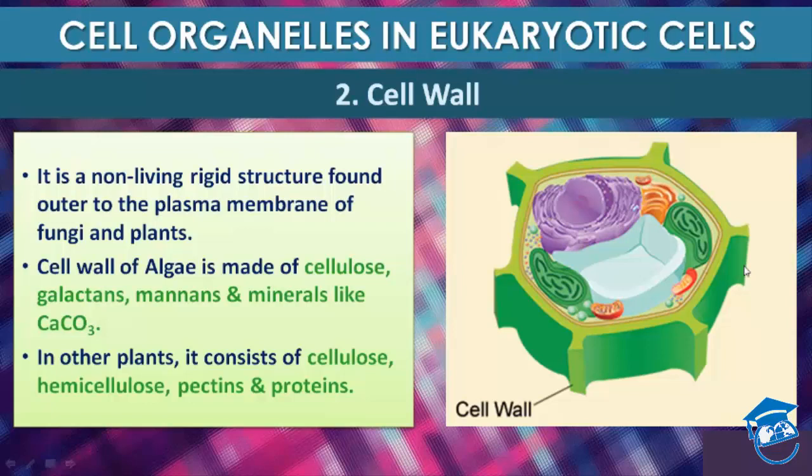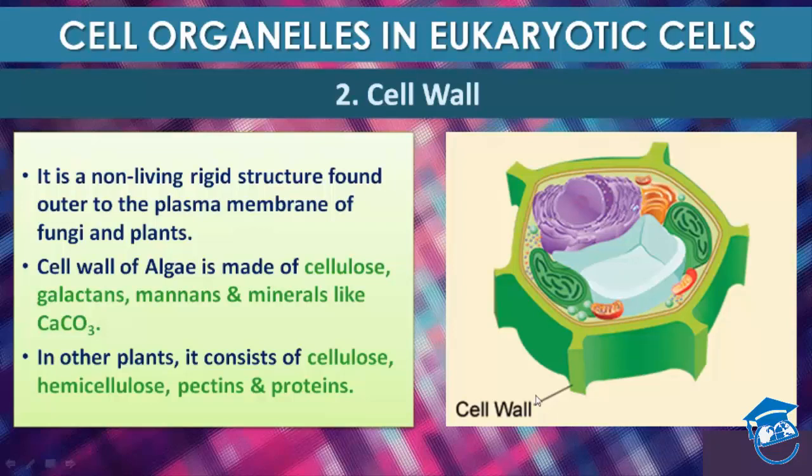It is located outside the cell membrane. See, this orange line is representing the cell membrane and this green is representing the cell wall, students. The major function of a cell wall is to provide rigidity, tensile strength, structural support, and protection against mechanical stress and infection. It also aids in the diffusion of gases in and out of the cell.